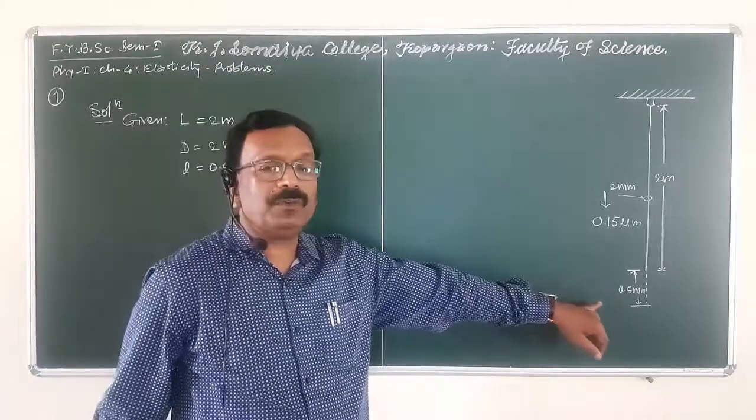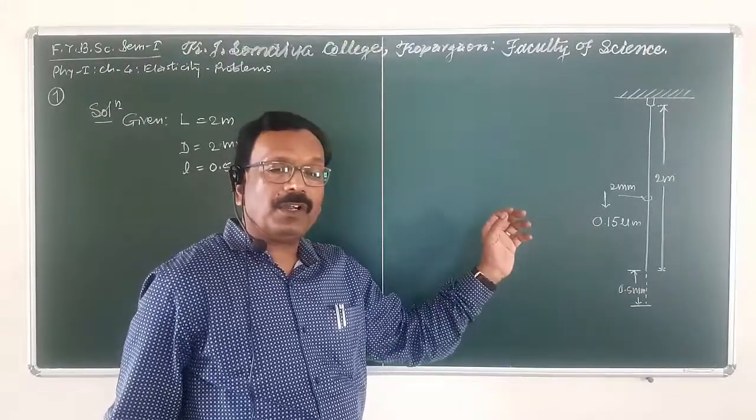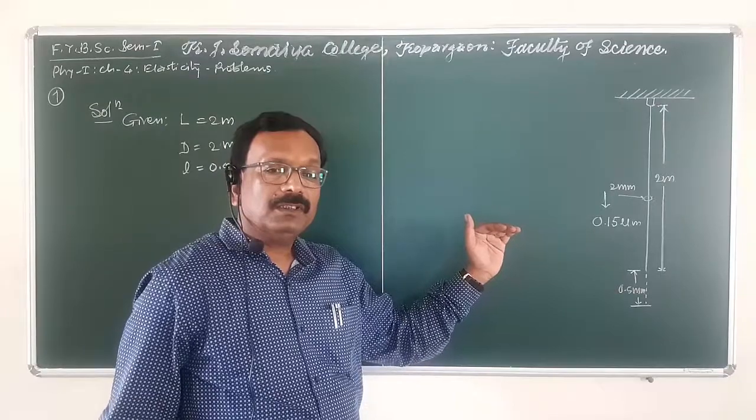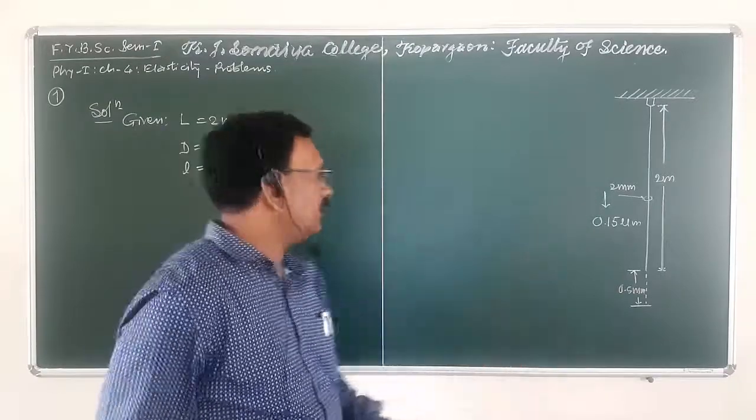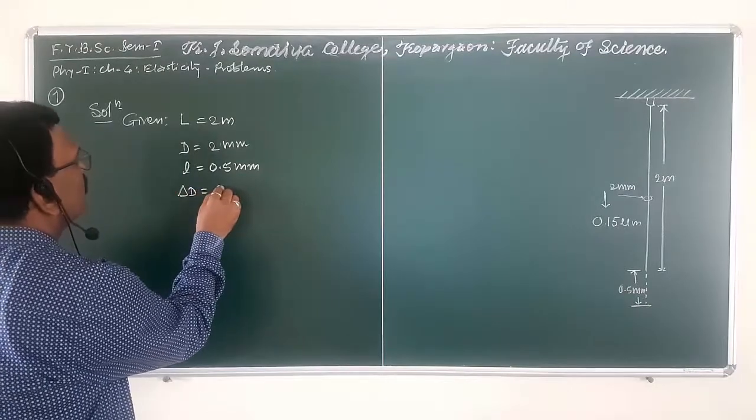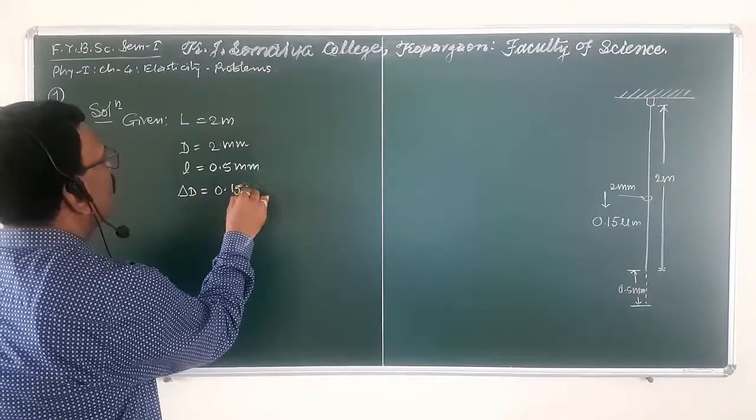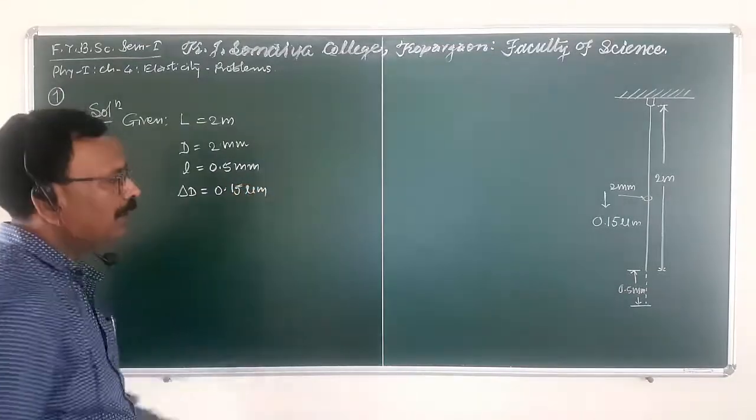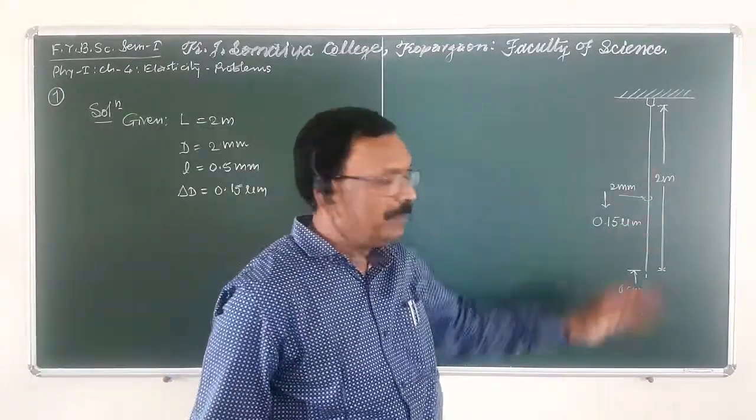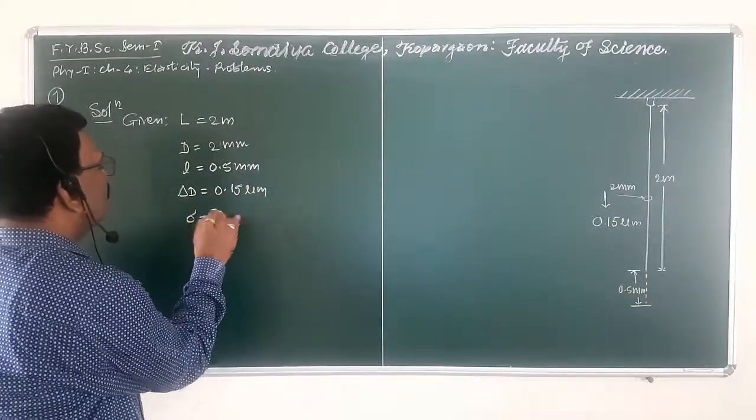When elongation is produced along the length, at the same time contraction is produced perpendicular to the length, and that means here the change in diameter is 0.15 micrometer.